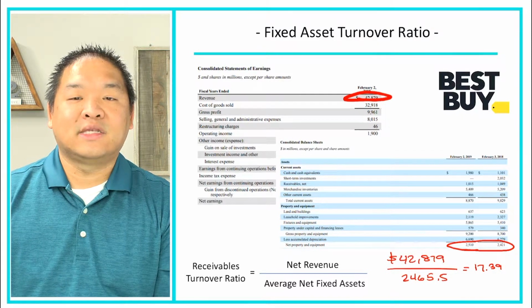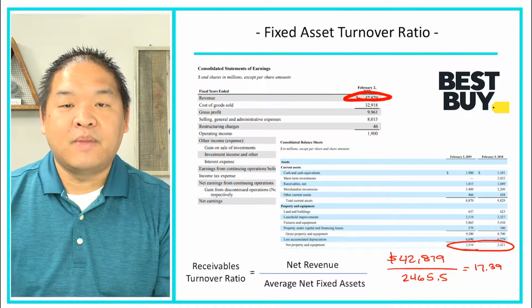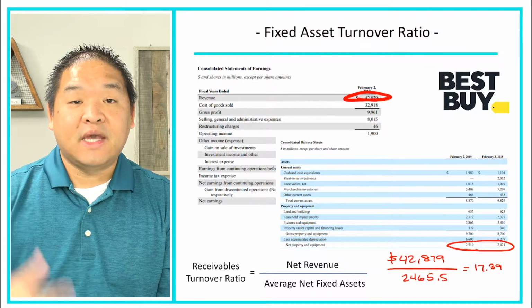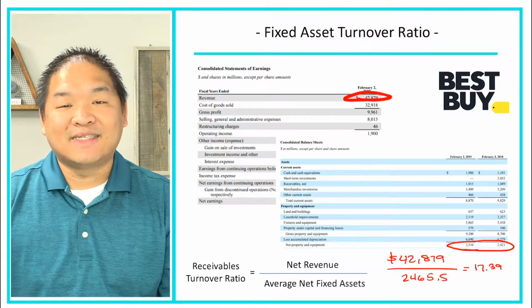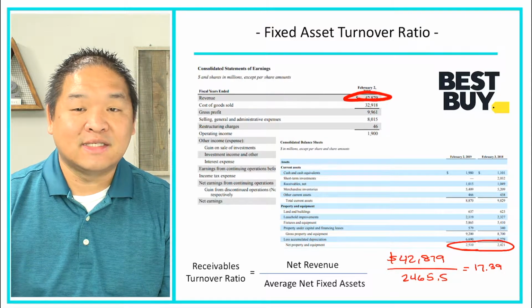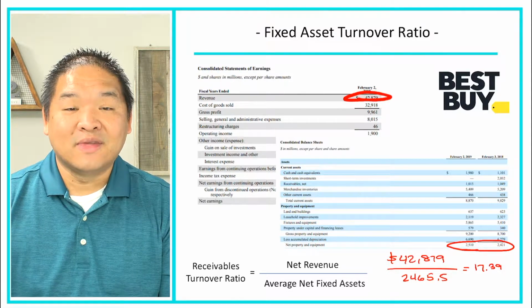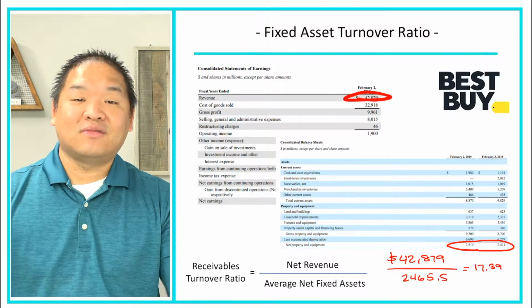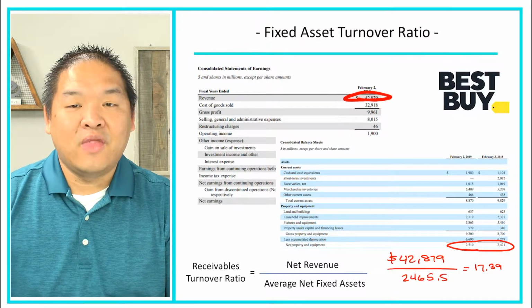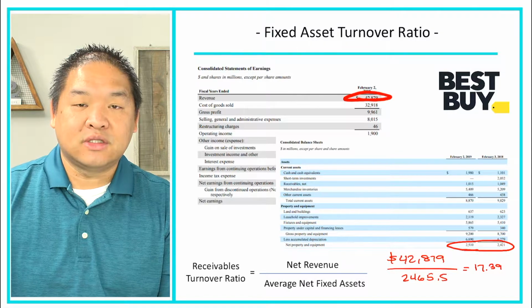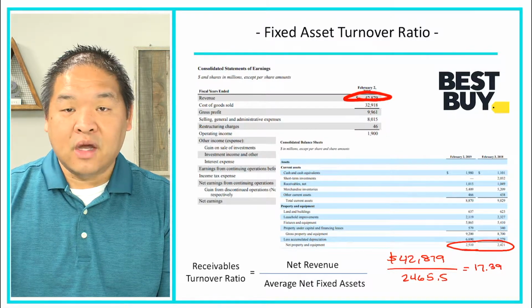That is telling us that on average, for every $1 Best Buy spends on fixed assets, they can generate $17.39 in sales. Is that good? I don't know. Got to look at a competitor. Is it bad? I don't know. Got to look at a competitor. But we know that at least they're generating $17.39 in revenue for every $1 they spend.